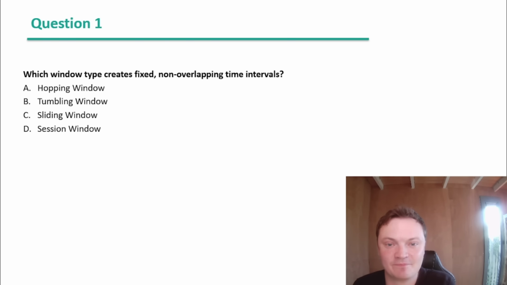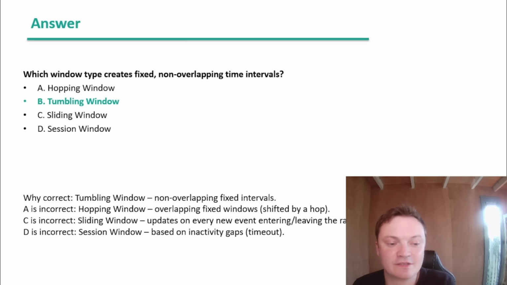On to the questions. Question 1. Which window type creates fixed, non-overlapping time intervals? A. A hopping window, B. A tumbling window, C. A sliding window, or D. A session window? And the answer to that is B.